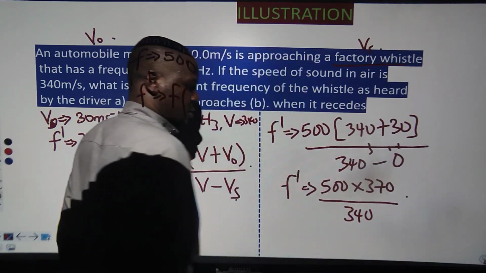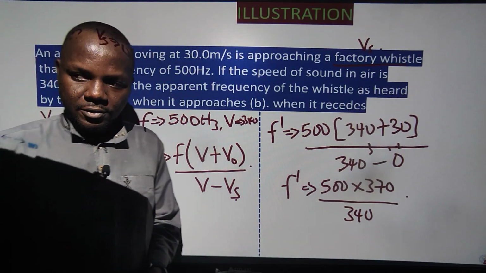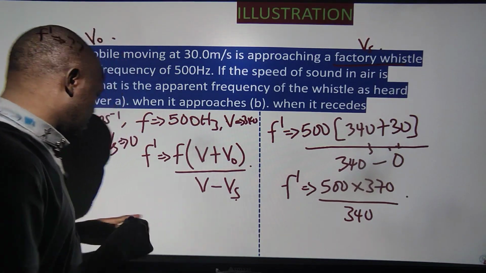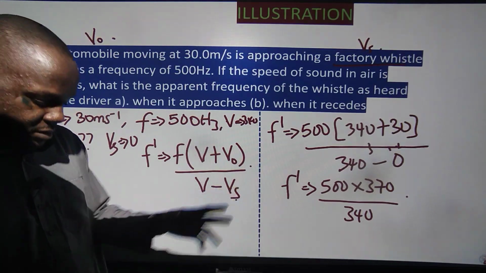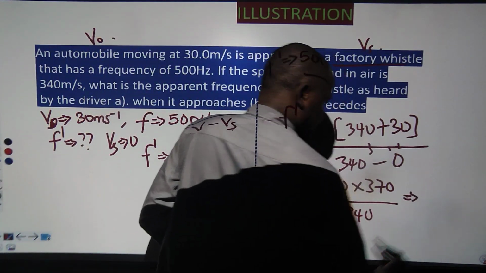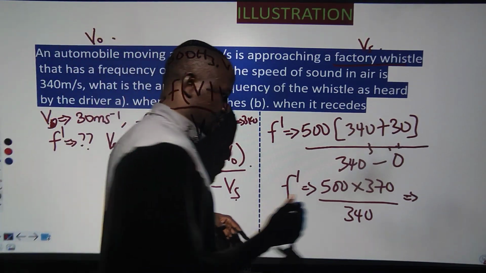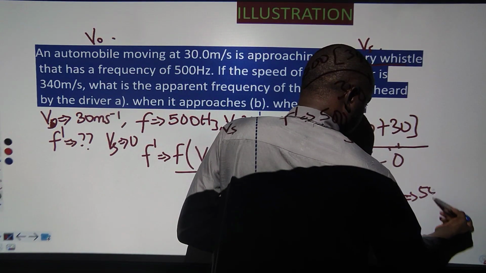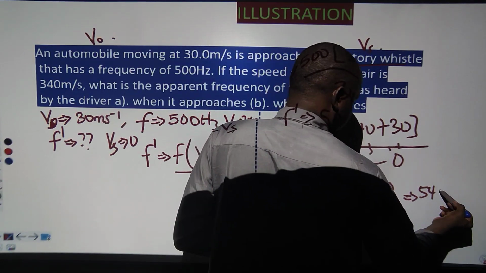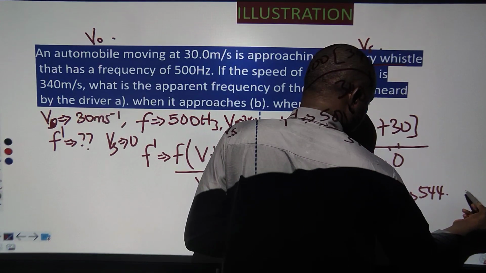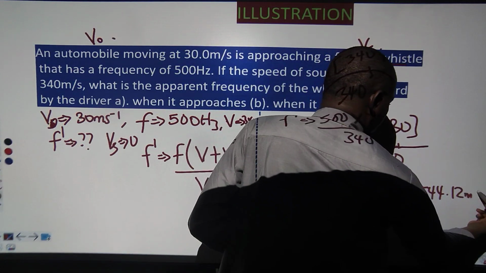This is where I need a calculator to get the answer directly: 500 times 370 divided by 340. I'm waiting for my admin for today to help me do this. 500 times 370 divided by 340 will be the right answer. The result is 544.117, which by approximation is 544.12 Hz.